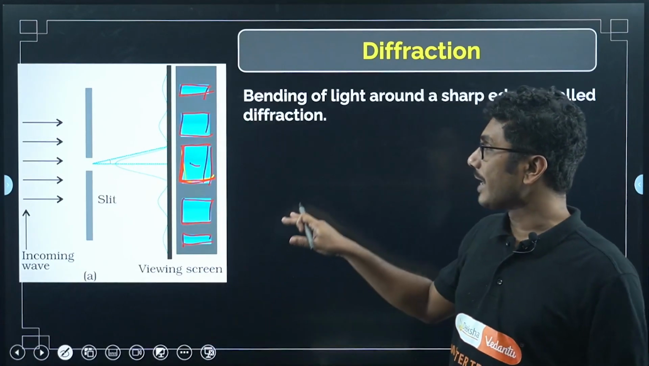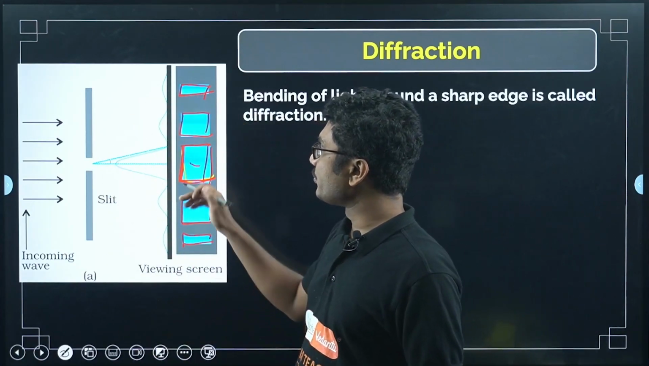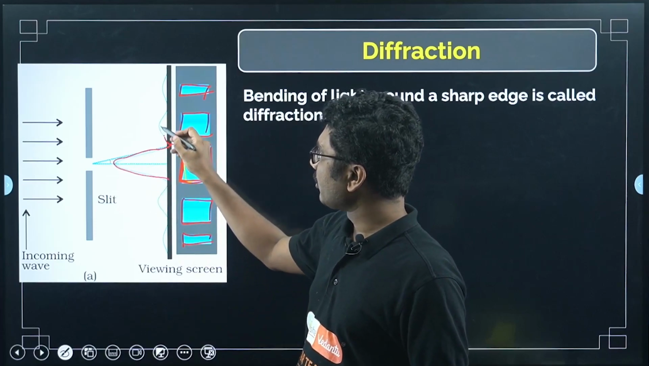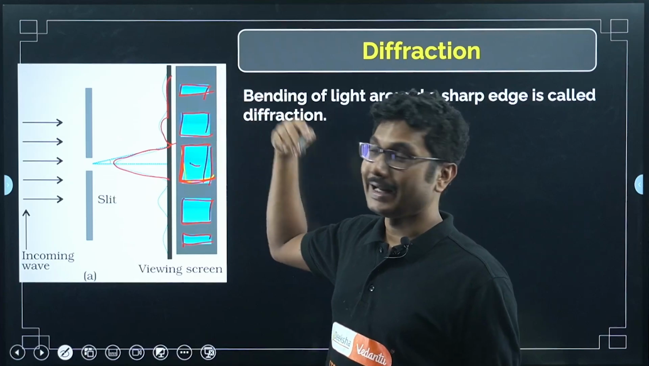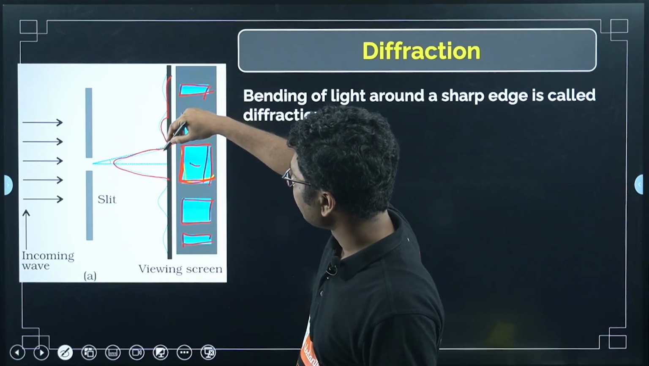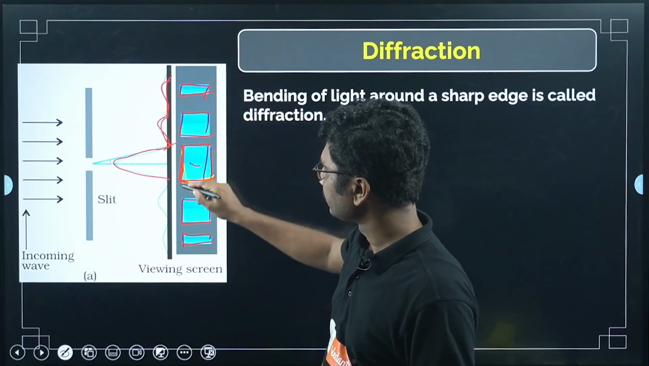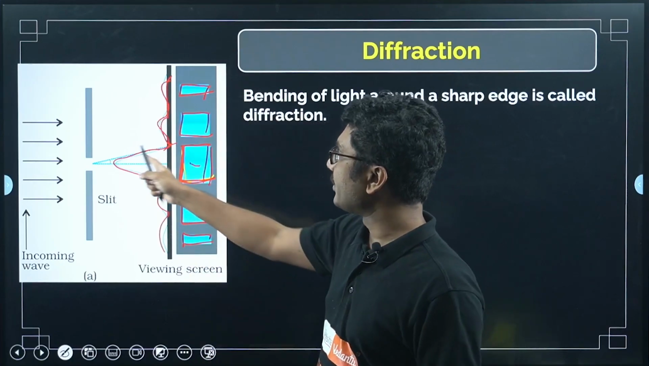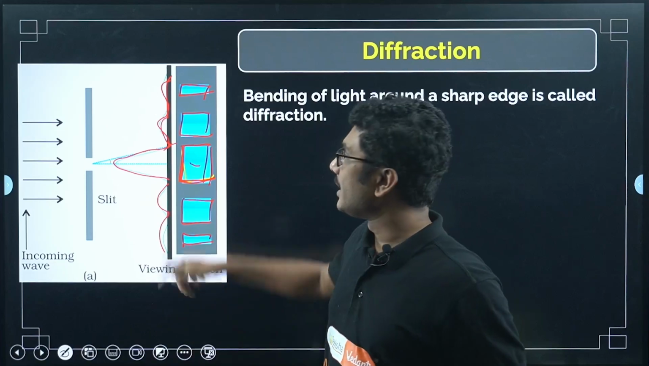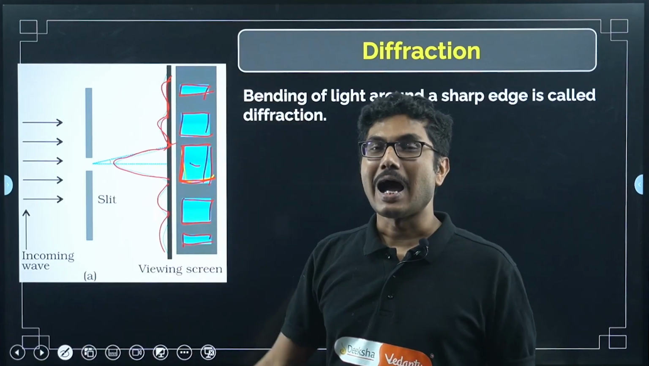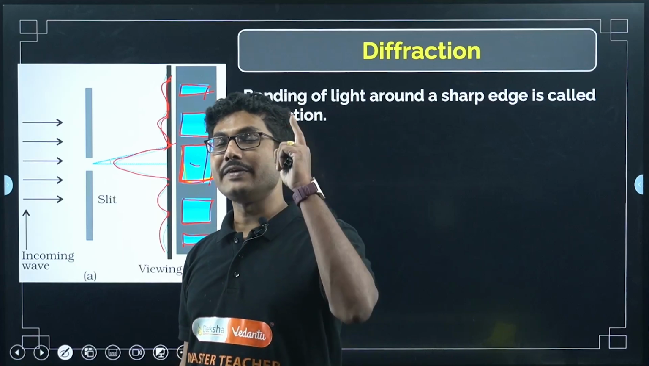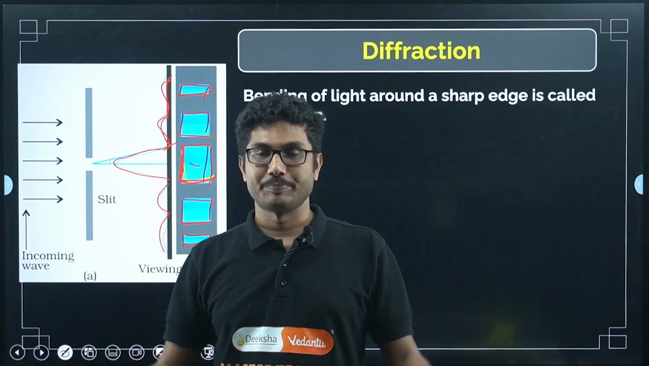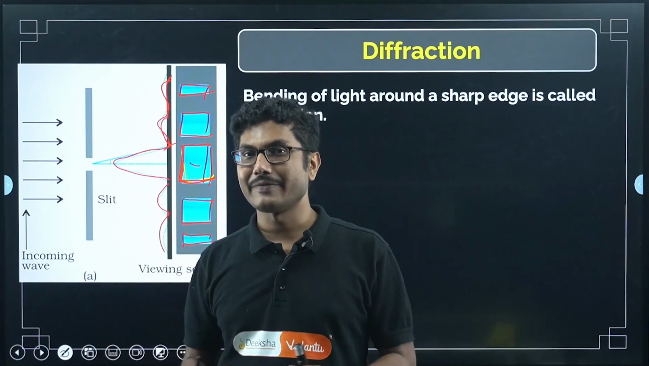Now if you observe during diffraction, what we observe is a very central white band, and then diminishing secondary bright bands. This central band has the maximum intensity, and the intensity of the secondary bands decreases rapidly. In case of interference, all the bright bands are equally bright. That is the basic difference between interference and diffraction.